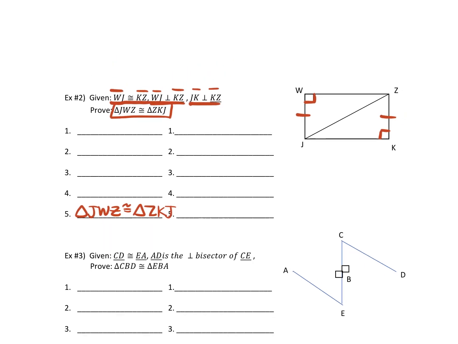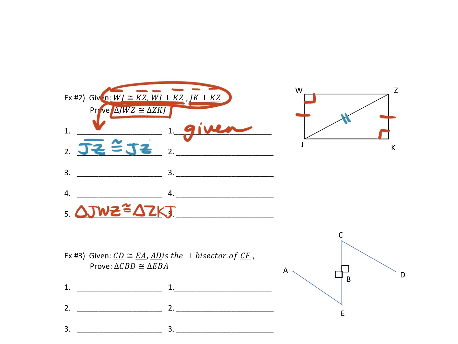Okay. What's my first step going to be? The given. Everything we know right here because it's been given to us. Okay, so now think about this. Our end goal is to say that these two triangles, this one and this one, those two triangles are congruent. That's our end goal. What do we know about those two triangles that has not been given to us? JZ. So I can say JZ is congruent to JZ. Why? It's reflexive.